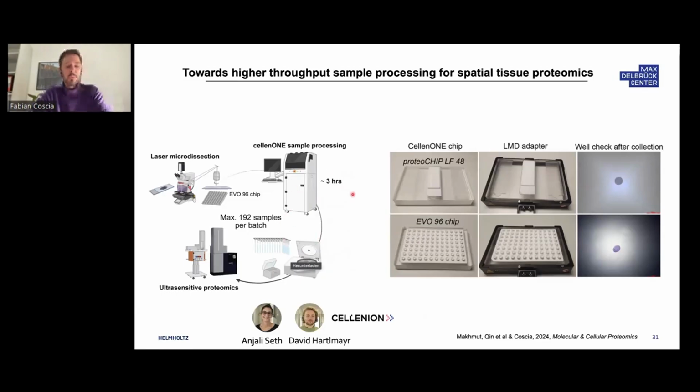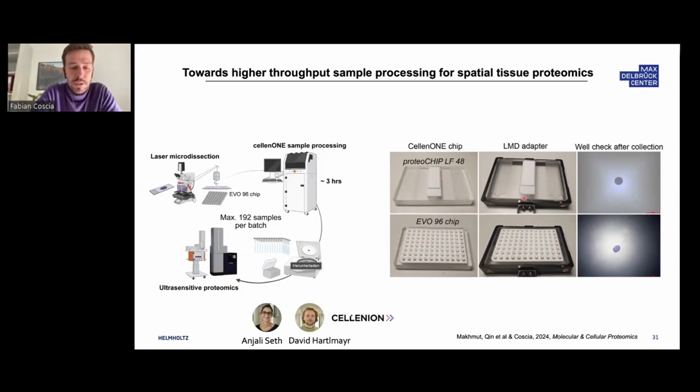So here we teamed up with a company, Selenion, that produces a sample preparation robot system called the Selen-1, which is used in the field in particular for single-cell proteomics applications that are based on cell sorting techniques. The idea was that we could also directly collect tissue samples into the chip that is used for the Selen-1 robot, and then in an automated fashion prepare the samples, extract the proteins, digest to peptides, and then have a mass spec ready peptide plate that we can directly transfer to the mass spectrometer for analysis.